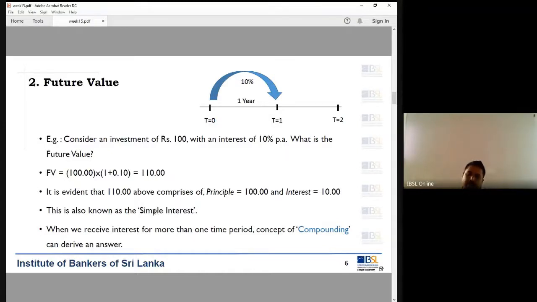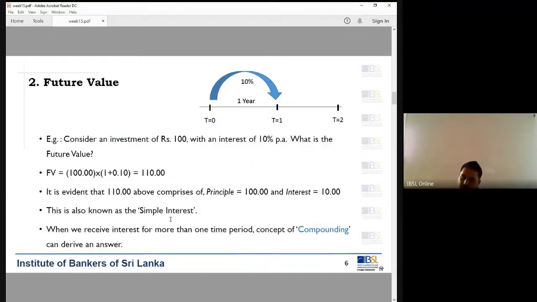This process of multiplying the present value by 1 plus interest is also known as simple interest. The term simple interest suggests that you have a value right now, you multiply that by R% and then you get your face value, let's say 100 rupees, that is your present value that you see right now, multiplied by the percentage, in this example 10%.